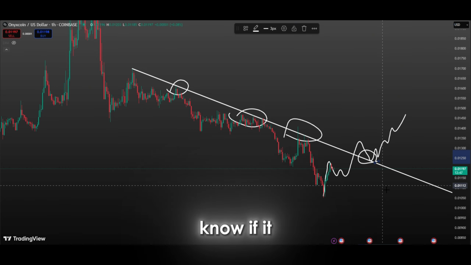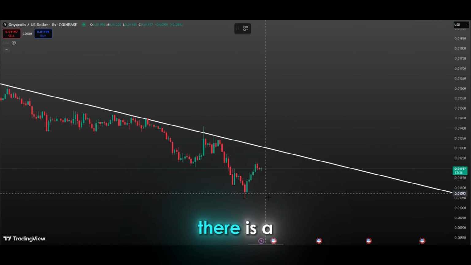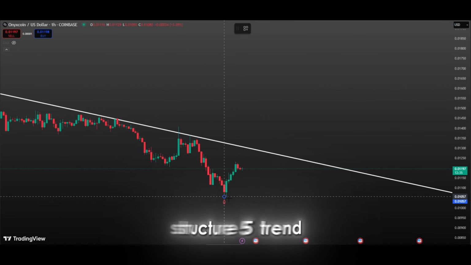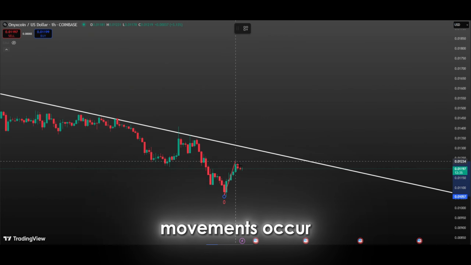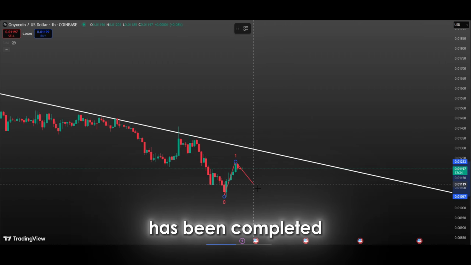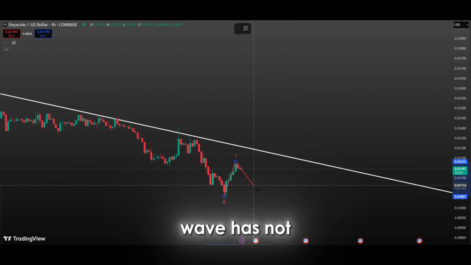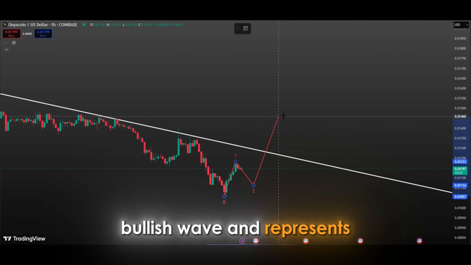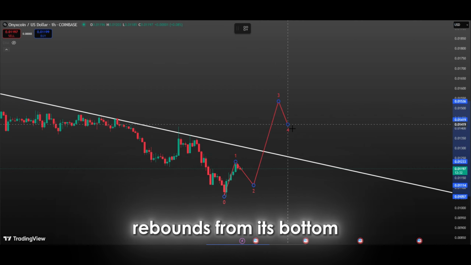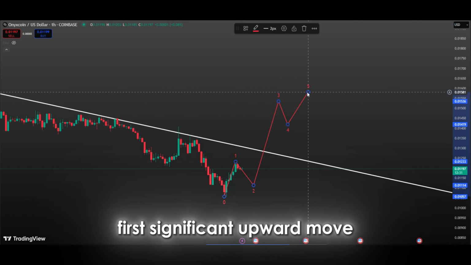But we cannot know if it can be bullish with only one trend, so we need to look at other metrics. Stay tuned. According to the Elliott wave theory, there is a structure that moves in waves in the market, and in this structure, 5 trend-oriented waves and then correction movements occur. When we examine the chart now, we see that the first wave has been completed, but the second wave has not yet formed. The first wave is usually the first strong bullish wave and represents the point at which the market rebounds from its bottom and makes its first significant upward move.